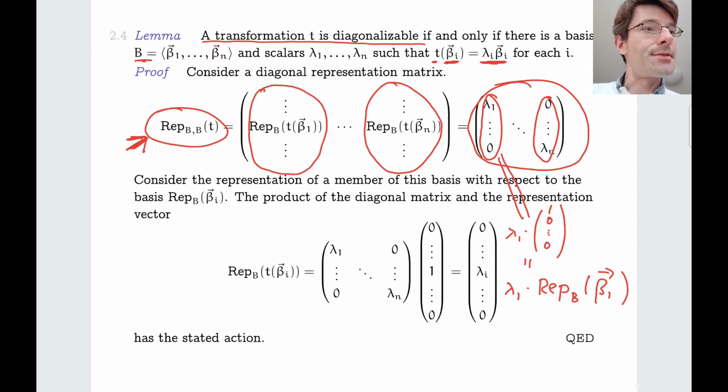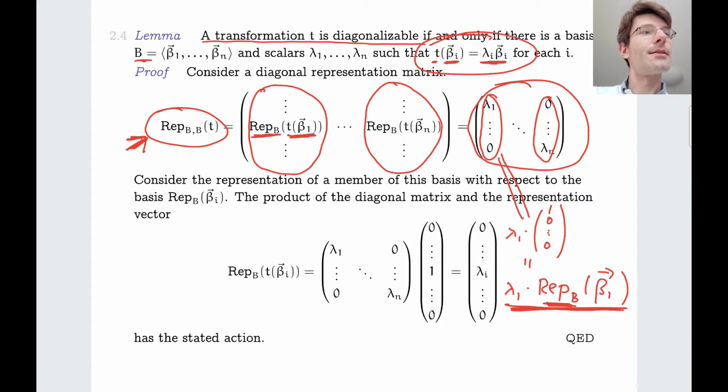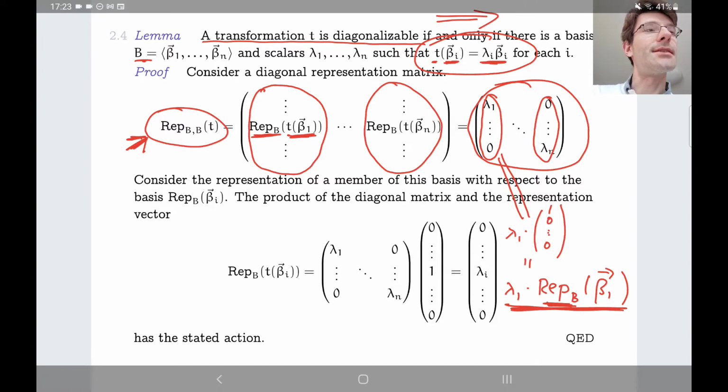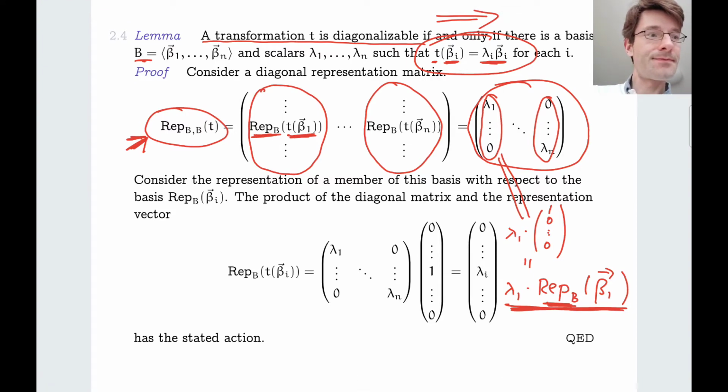And now we have it. So why? Because here we have T of beta 1, and here we have lambda times beta 1. Well, both vectors are in the representation with respect to some basis B, but that doesn't matter actually. So we have, so to speak, derived this, but of course it followed almost immediately from the definitions. So this was strictly speaking if and only if, but the converse direction is perhaps even simpler.